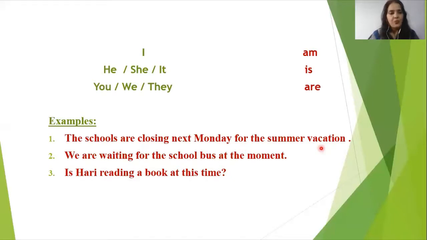We are waiting for the school bus at the moment. Is Hari reading a book at this time? Interrogative. So yes, children, you can see this is easy enough. This tense is easy. If we understand two things, we have to keep in our mind. What are the keywords? Keywords are is, am, are. And which verb we have to use here? Gerund. It means first form of the verb with ing and are.